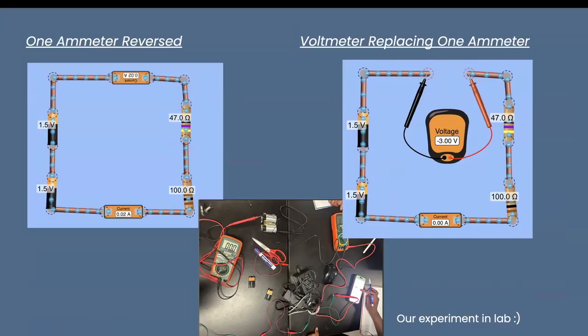We can prove this calculation by simulating the exact circuit online, placing an ammeter. We can see that the current matches what we calculated, and when we reverse one of the connections to one of the ammeters, nothing changes. When we replace one of the ammeters with a voltmeter, two things happen. The ammeter is going to read 0 amps because the voltmeter has extremely high resistance, basically making this circuit an open circuit. And the voltmeter is going to read -3 volts, since there is no other voltage drop in the circuit.